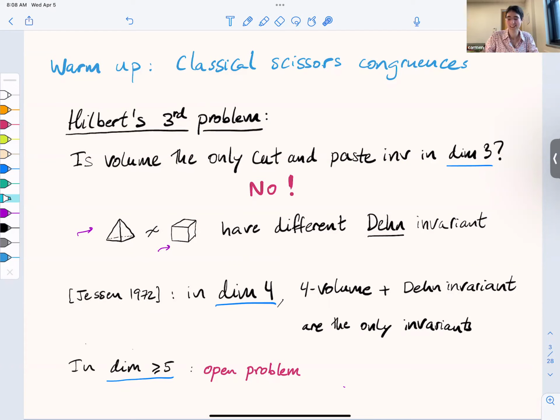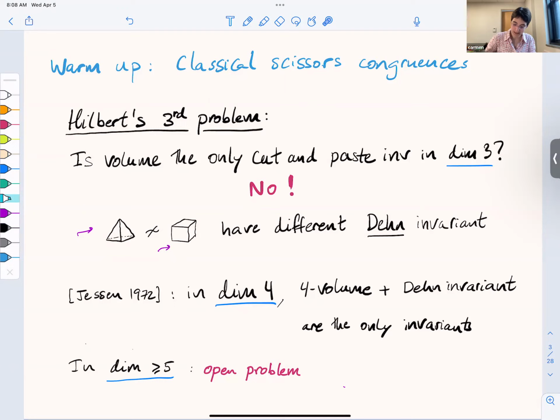And now it's a big mystery and it's a very difficult problem to tackle. It's actually an open problem. What invariants do you have? What cut and paste invariants do you have? What are the requirements there? How do you know that something in higher dimensions is going to be cut and paste equivalent to something else?